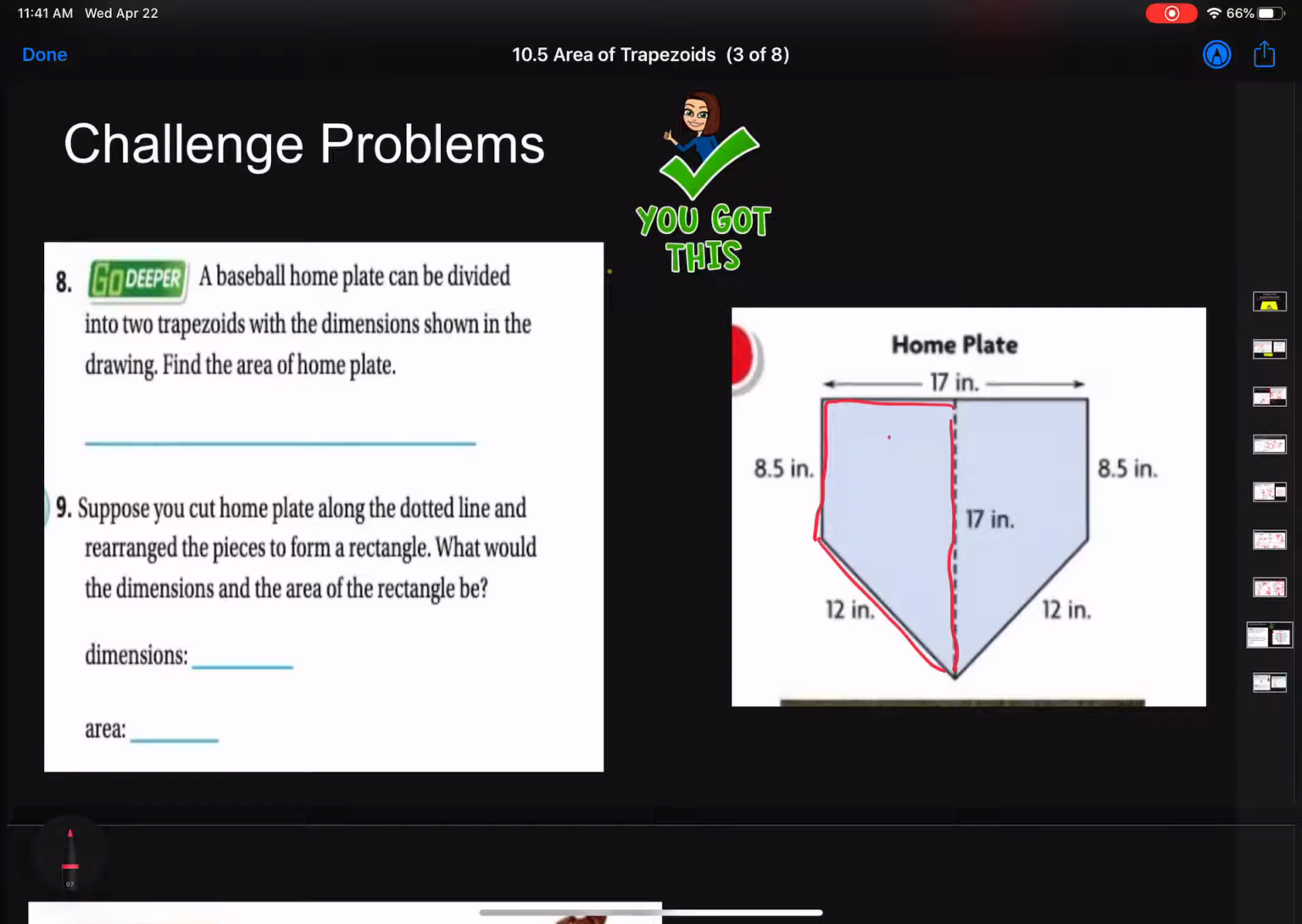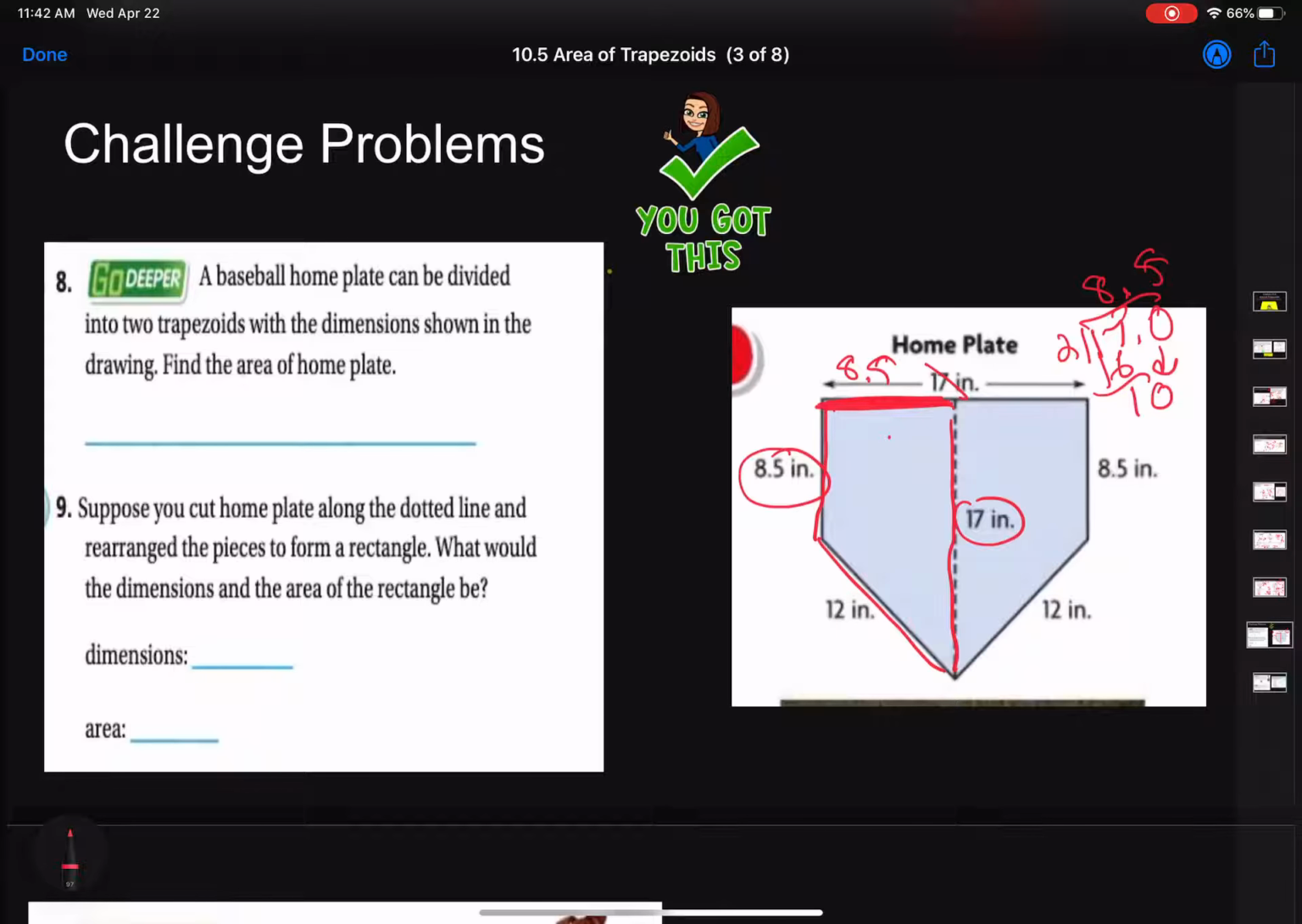Okay, so this is a base, 17. This is a base, 8.5. This is going to be my height right here. But my height is not 17. The whole line is 17, so I need to half 17. So you need to divide 17 by 2, and 2 goes into 17 8 times. Subtract, you get 1 left over, bring that 0 down. So that's 8.5.